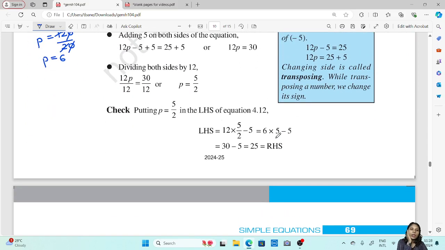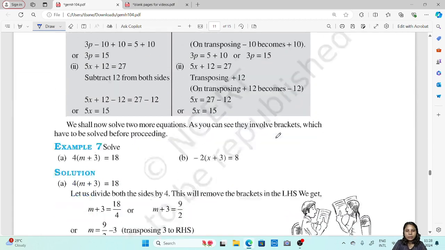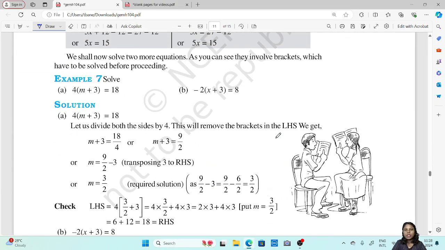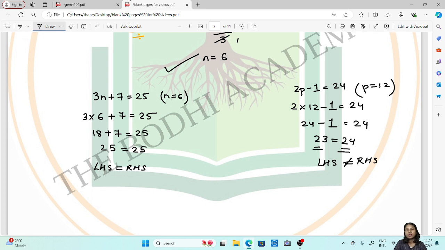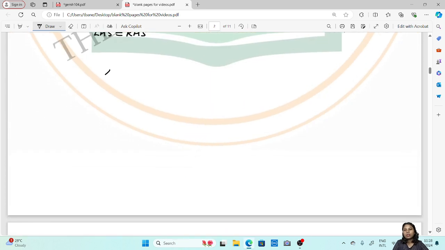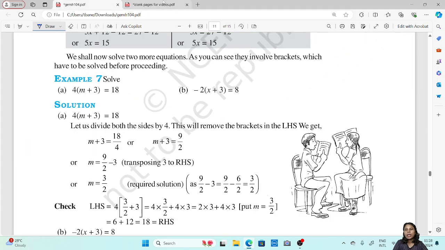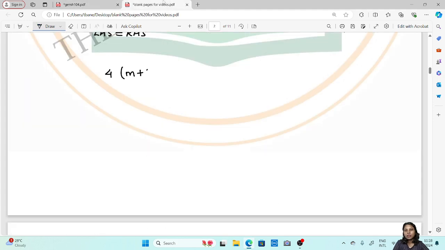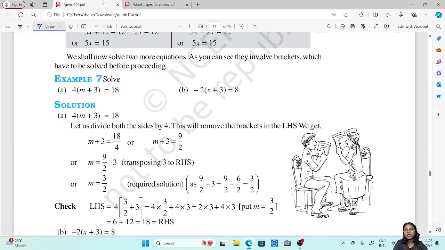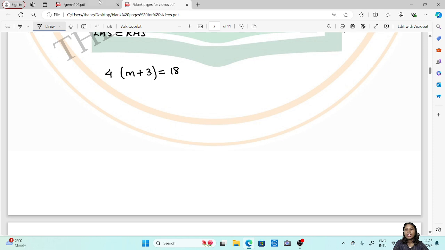Now let's look at some more examples. So now look at this one. They have given us 4 into m plus 3 equals 18. And another one is minus 2x plus 3 equals 8. So now let's try to solve these two examples.